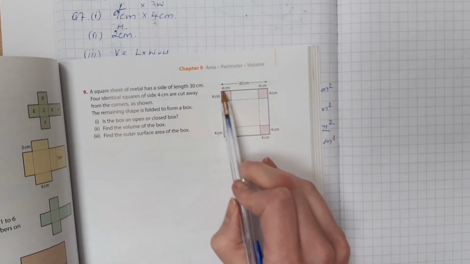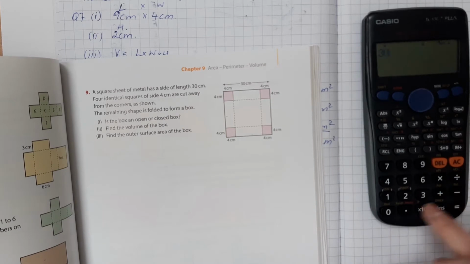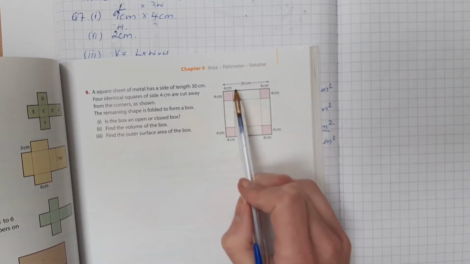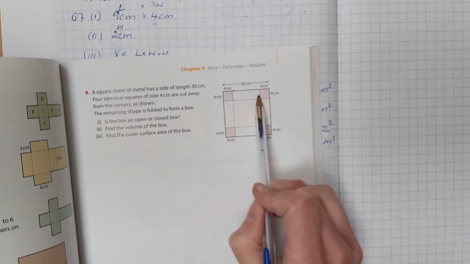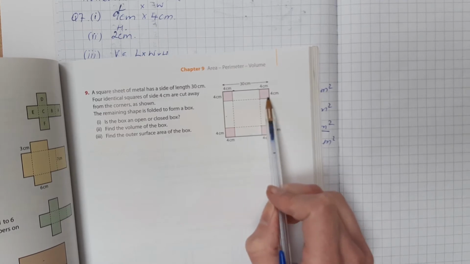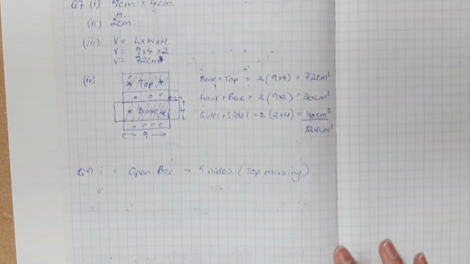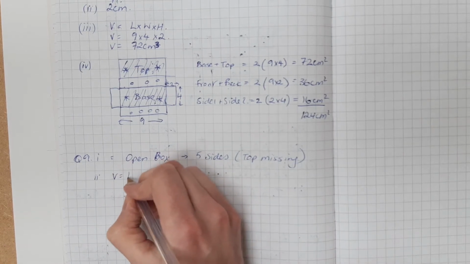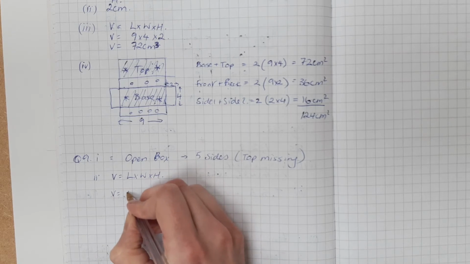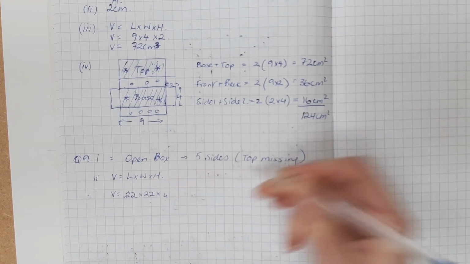But you can see there's 4 taken away from one side and there's 4 taken away from the other side. So it's 30 minus 8 is 22. So the distance between here and here is 22 in fact. So that's 22 and that's 22 and the height of the box is 4. So to get the volume, like you would have seen every other time, volume is equal to length by width by height. And the volume of that is 22 by 22 and the height of this is 4.